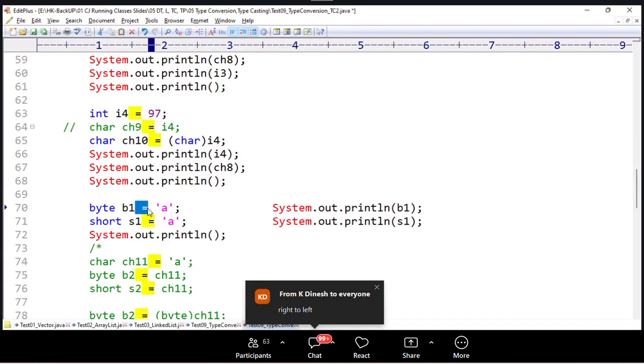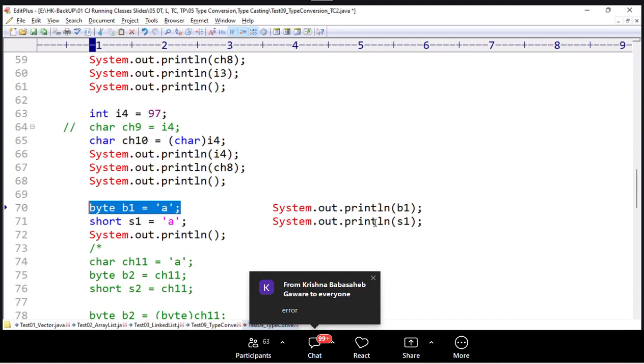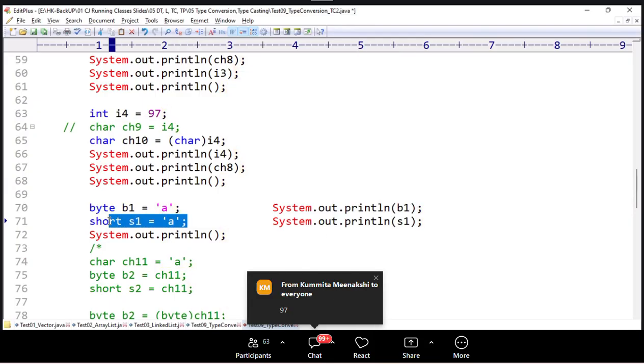What is the meaning of assignment? Storing. Storing a character in a byte. Is it allowed? What is printed? Why error? What is printed? 97. Char literal, can I store it in a short variable?